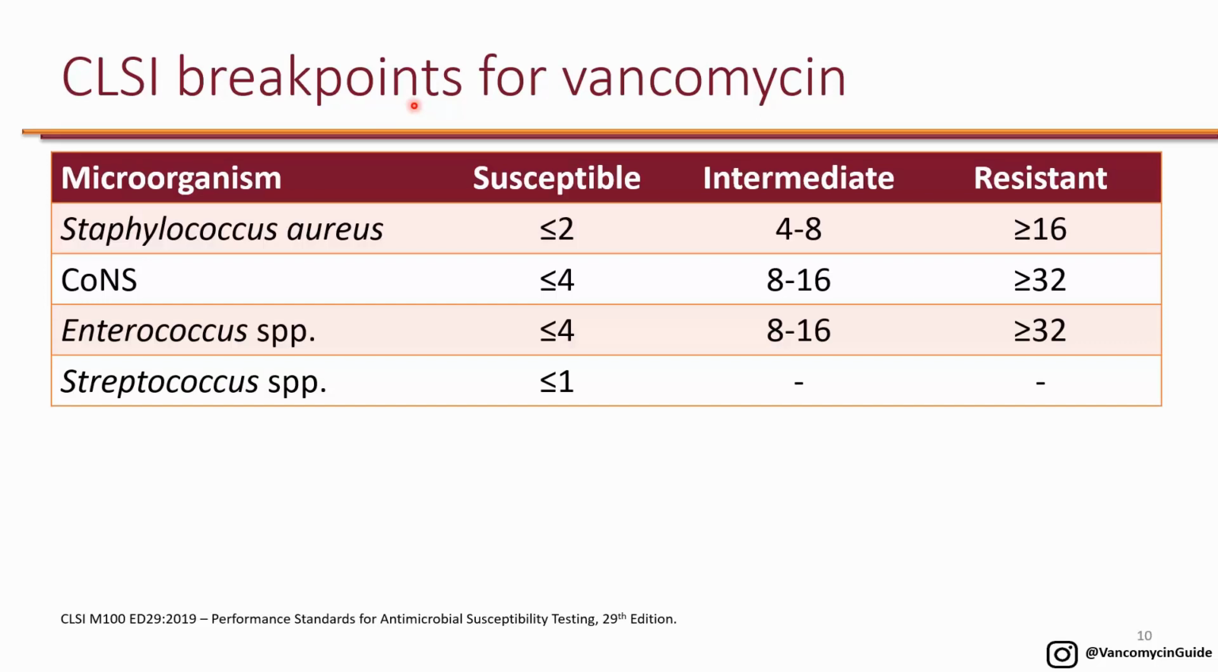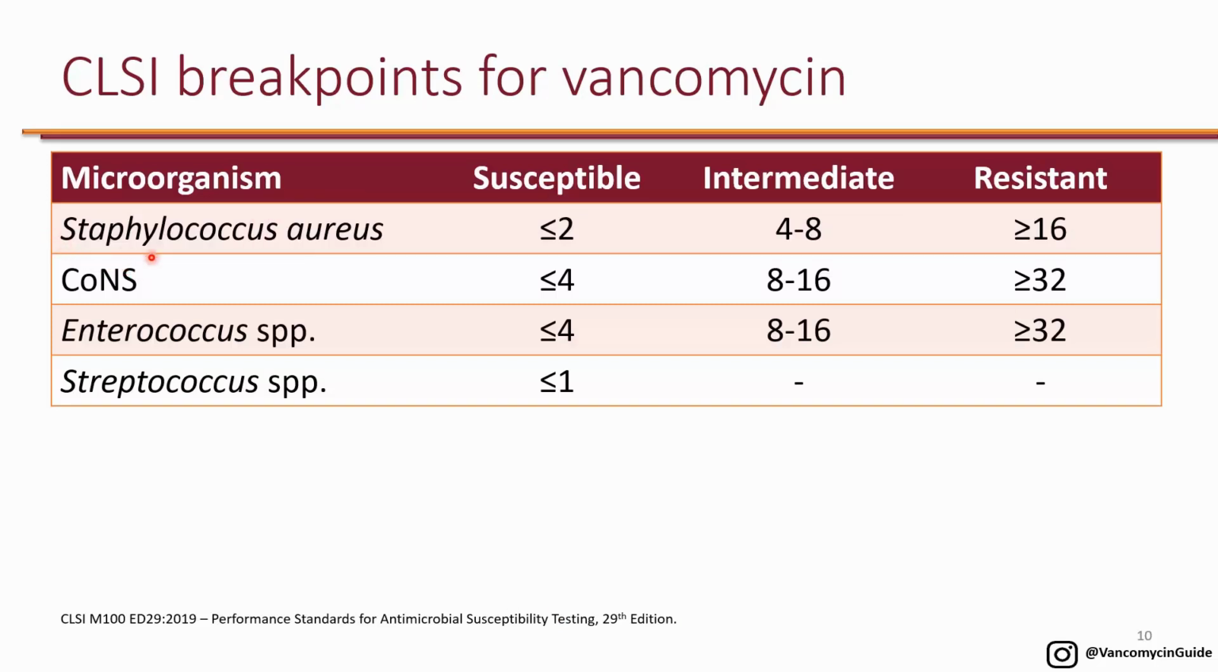We should be able to interpret, for example, if we say the MIC is 1, we need to be able to interpret it as, what does that 1 mean? Does that mean it's susceptible, intermediate, or resistant? And these breakpoints depend on the organism.